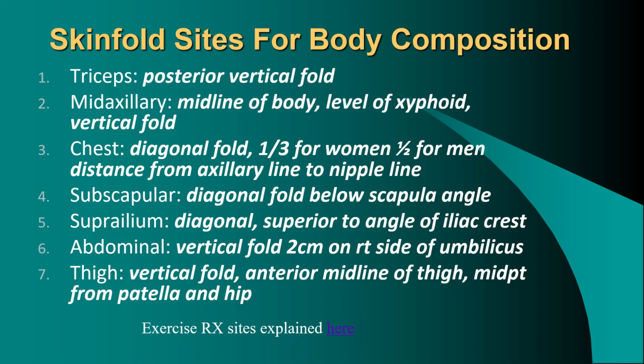Then the subscapular in the back is a diagonal fold below the scapular angle, like right underneath where the pointy part of the scapula is in the back. The suprailium is a diagonal on top of the iliac crest, superior to the angle of the iliac crest, and is also diagonal. And the abdominal fold is about 2 centimeters on the right side. By the way, all these measures are taken on the right side of the body, and this one will be on the right side of the belly button.